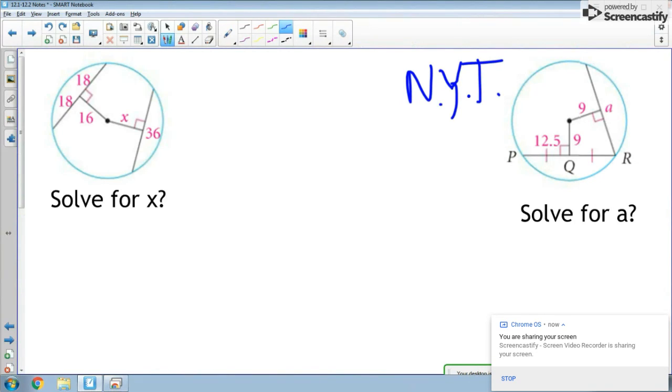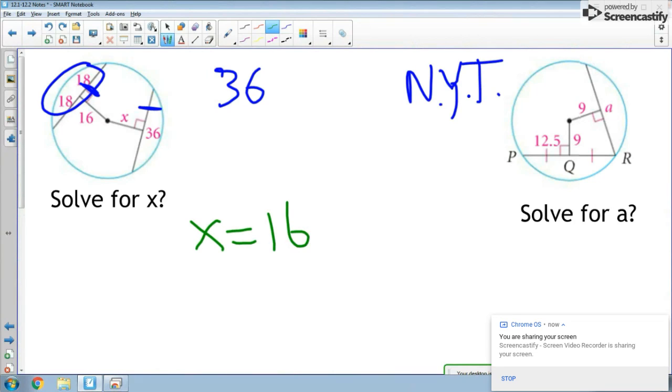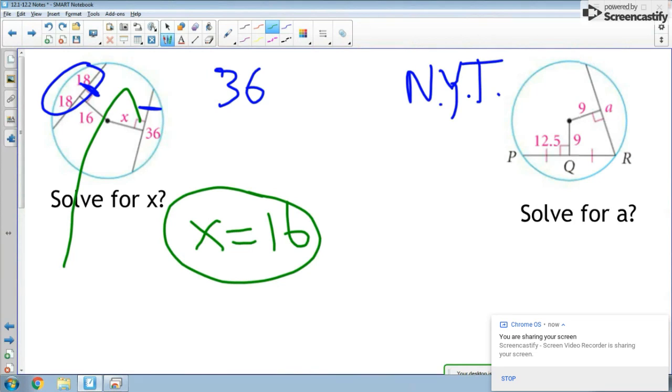So on this one, because these are both 18, that's 36 together, 18 plus 18. So I would say this chord is congruent to this chord. And if that's the case, then x must equal 16. They must be the same distance. Also note the 90-degree angle right here and right here. That's important to note because if they weren't 90-degree angles, you wouldn't be able to figure out the distance. Okay, so that's that. Why don't you pause the video, try the now you try.